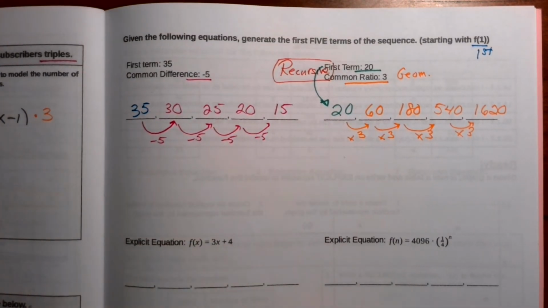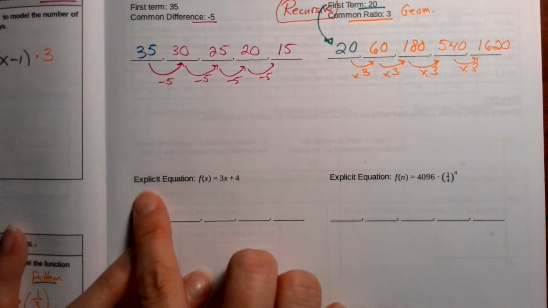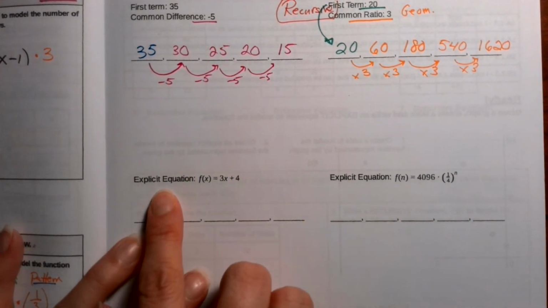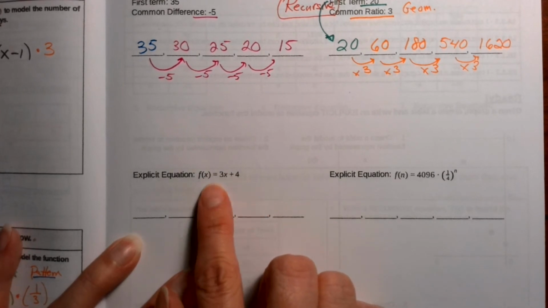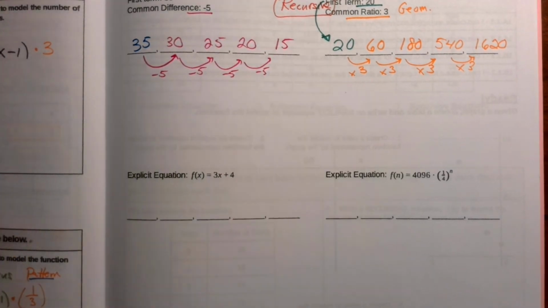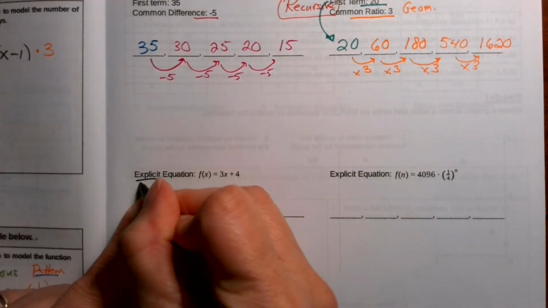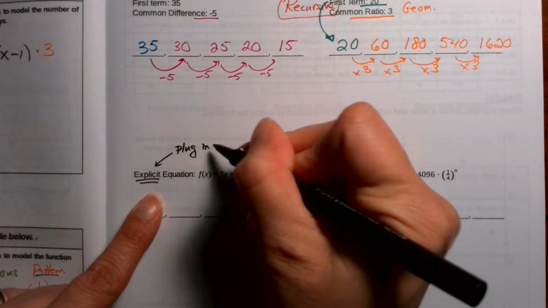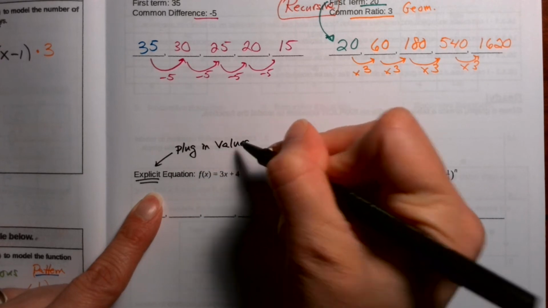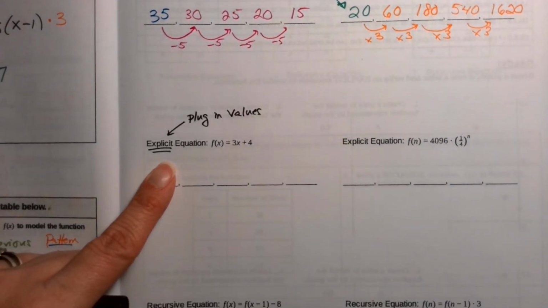Okay, now these examples here, okay, these are explicit. Explicit equations are what we've been doing. Okay, and this is you can plug in any value. Okay, so this is not recursive. Explicit means you plug in values. You plug in values to work with the equation.